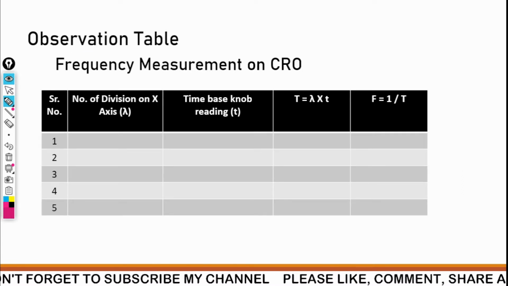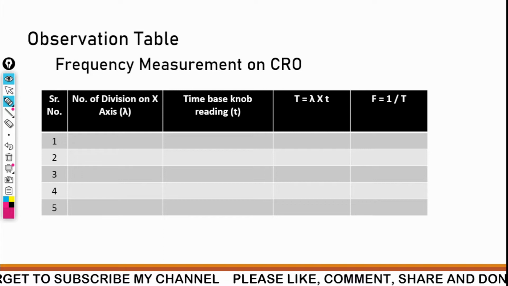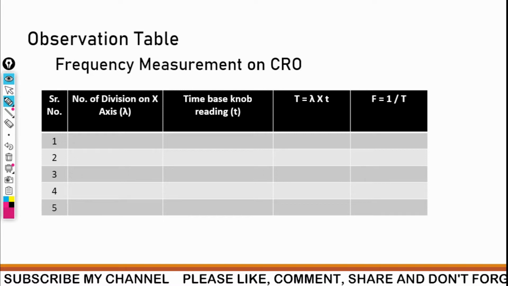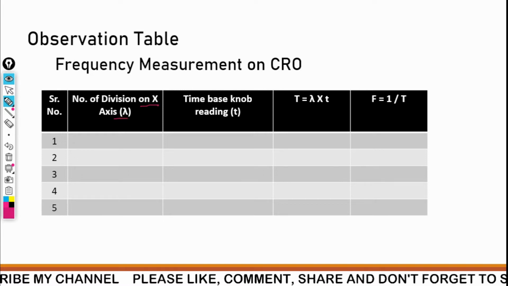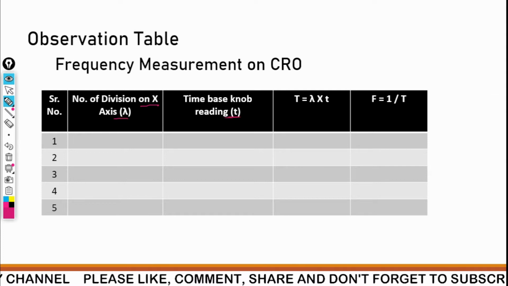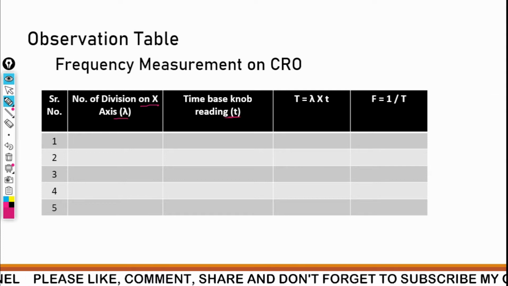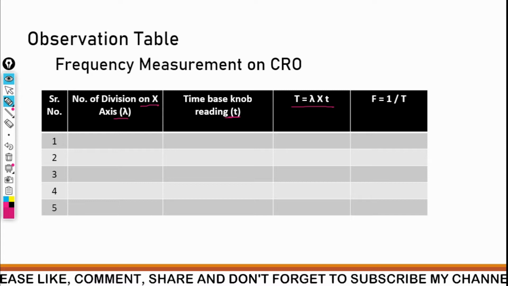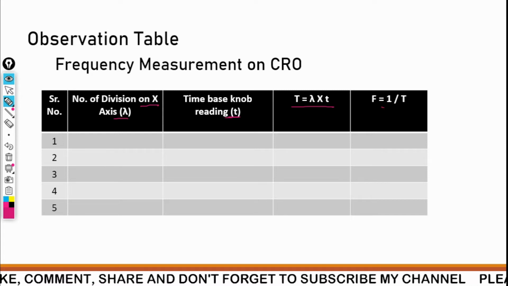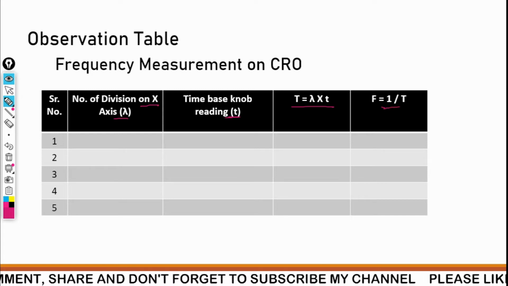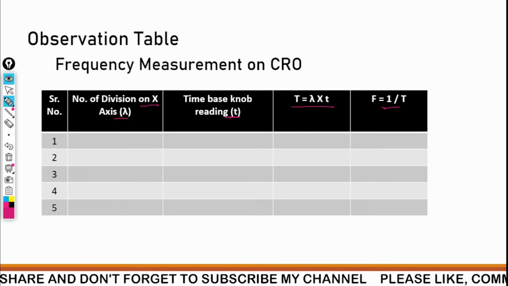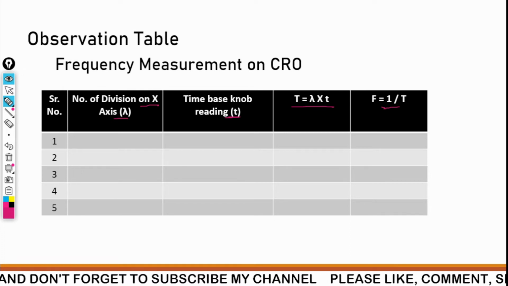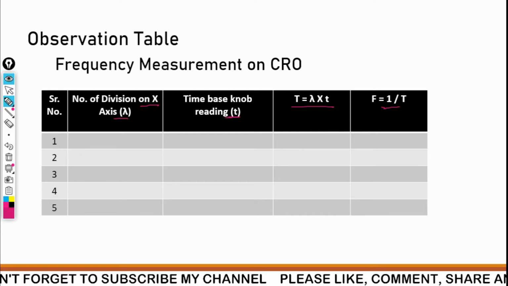You can see here, this is a frequency measurement on CRO. For that purpose, we need the number of divisions on the x-axis, called lambda. Then we find the value of t by observing the time base knob. Then we calculate T is equal to lambda into t, and finally f is equal to 1 upon T. We can do it 5 times, so that we have an observation table of the CRO.